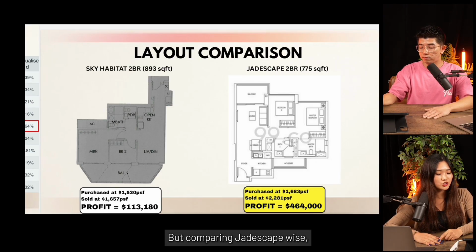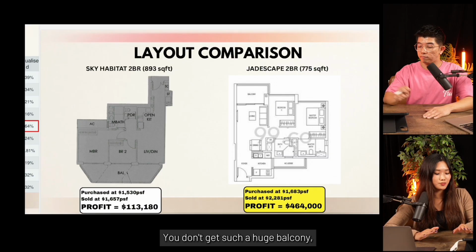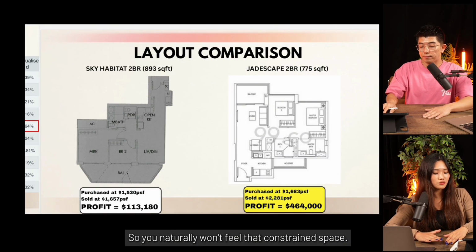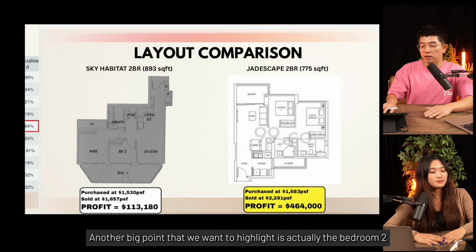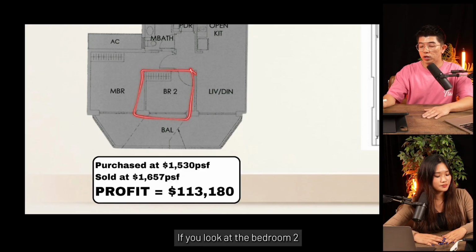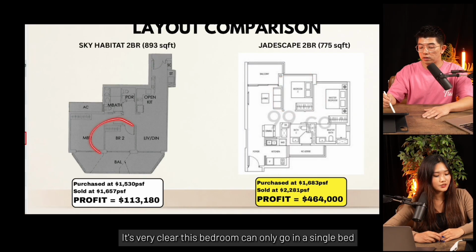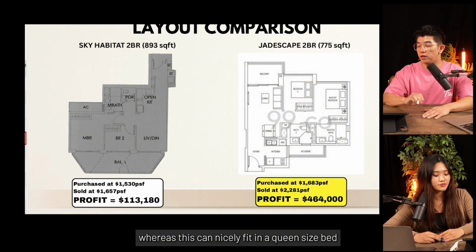But comparing with Jadescape, although it's slightly smaller, you don't get such a huge balcony, and the kitchen and everything is really efficient. So you naturally won't feel that constrained space. Another big point that we want to highlight is actually the bedroom 2. If you look at the bedroom 2 between Sky Habitat and Jadescape, it's very clear this bedroom can only go in a single bed. You can see if I put a bed here, this is only a single bed, whereas this can nicely fit in a queen size bed.